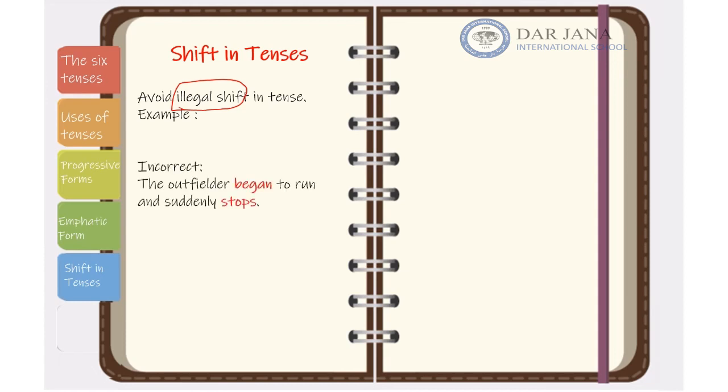Example, incorrect: The outfielder began to run and suddenly stops. Notice that the action started in the past, but now it ends in the present, although the whole thing is happening in the past. And so this is an illegal shift. And to correct it, we should change stops to stopped, because both happened in the past.